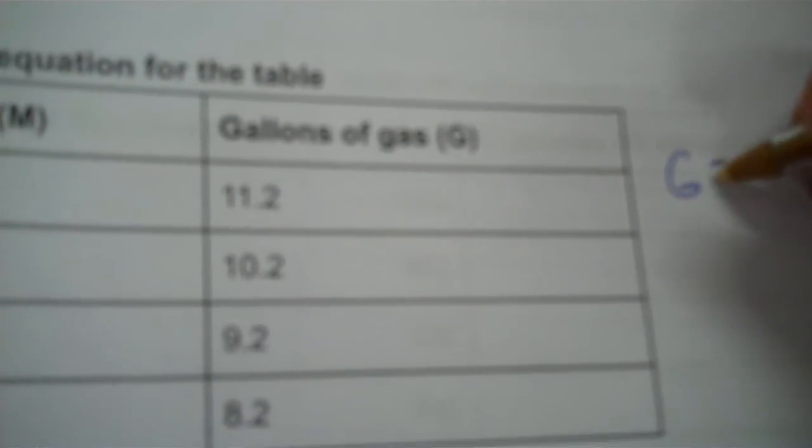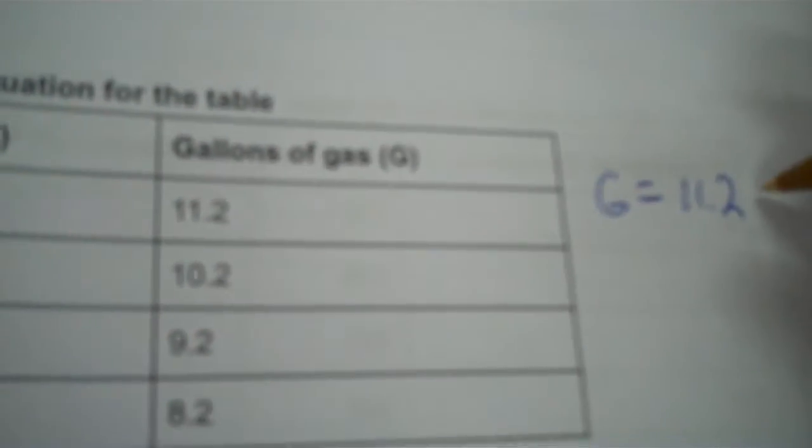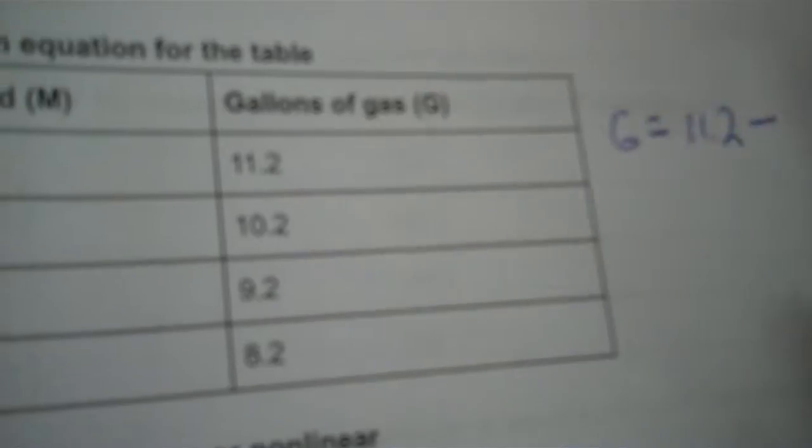Okay, write an equation for the table. So you start with the gallons. What do the gallons start at? 11.2. From there you're going down, so this one's going to be a minus. Now to find out what you're going to minus, here's what you do. Start at the bottom. Take, and by the way, we're going to minus, right? Okay, yep.